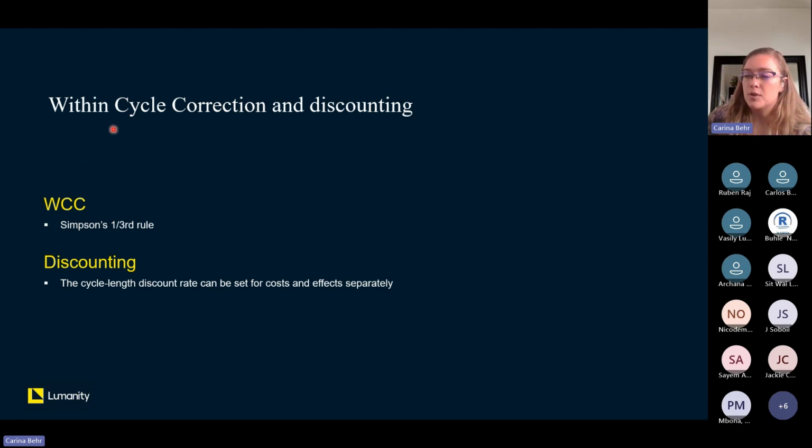Then I think it's useful to just mention that in the code they used within cycle correction, using Simpson's 1/3 rule and discounting, as I showed you previously, there's a discount rate which can be separately defined for costs and effects. Hopefully you can still hear me. Please just shout if you cannot.